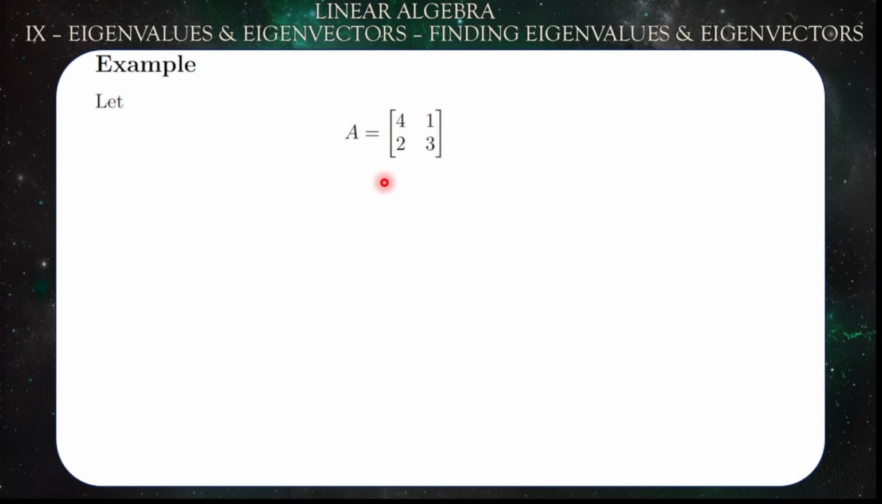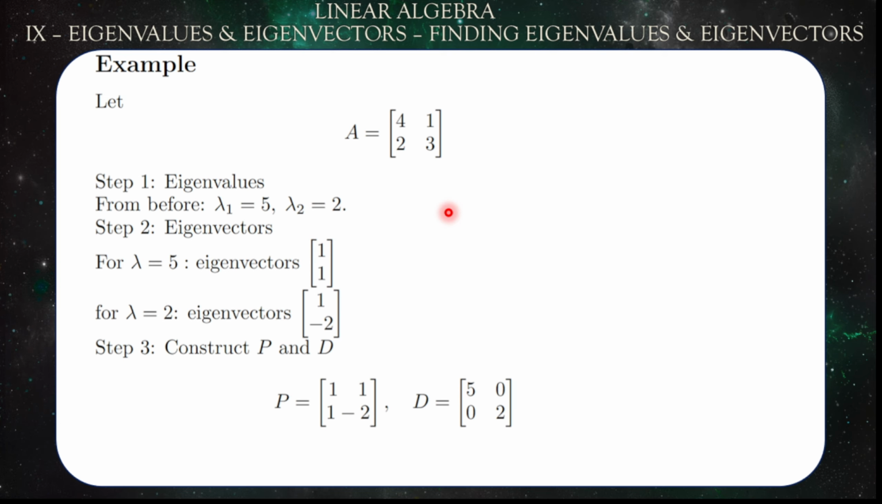Example: let A equal [4, 1; 2, 3]. Let us find the eigenvalues, then the eigenvectors, and other things that need to be found. So, eigenvalues. We take A, which is 4, 1, 2, 3. Let us solve it. A minus lambda I is equal to [4 minus lambda, 1; 2, 3 minus lambda].